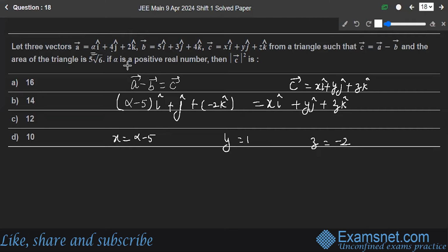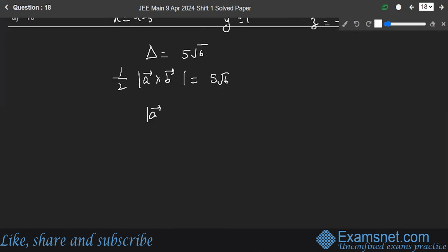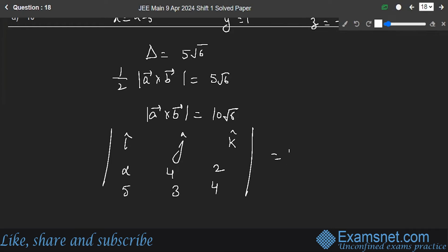Right. Now you are given that the area of the triangle is 5 root 6. That means half the cross product of A and B is equal to 5 root 6, or the cross product of A and B is 10 root 6. So let's find out the cross product of A and B. i, j and k. A was equal to alpha, 4 and 2, and B is 5, 3. This is equal to 10 root 6.